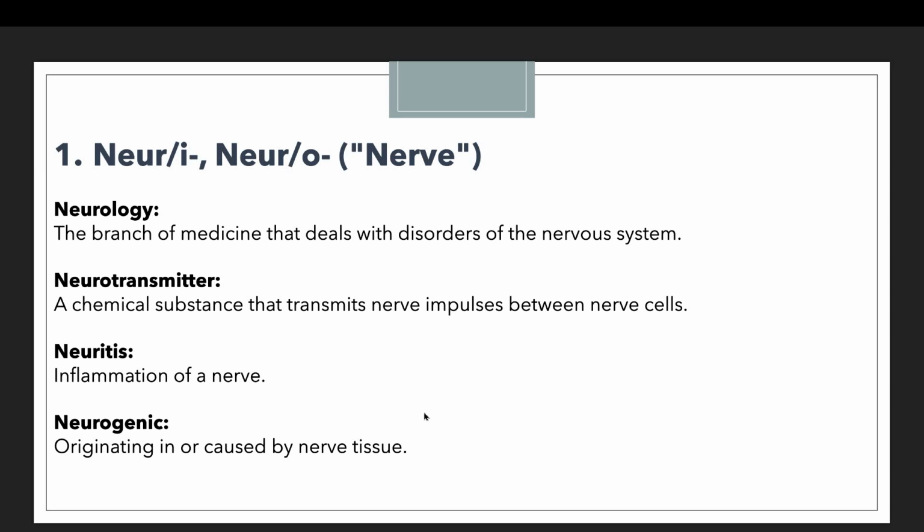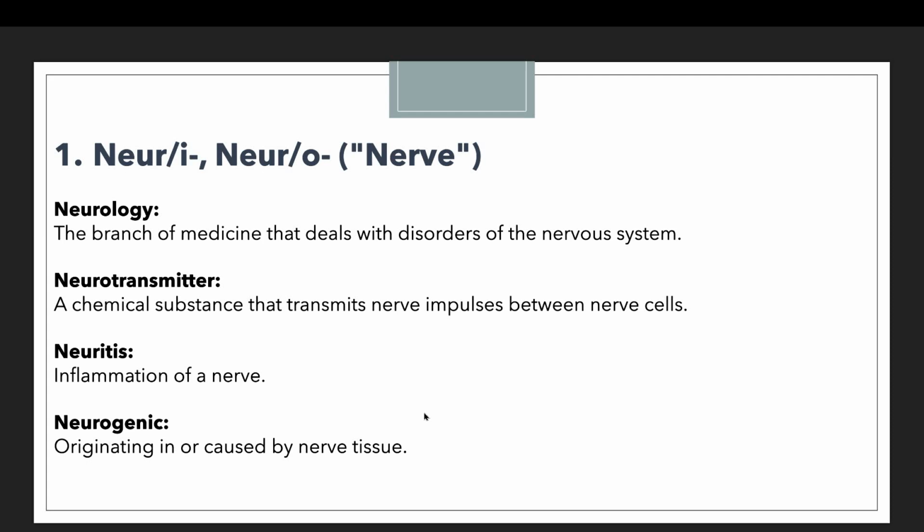Likewise, if you look at the fourth example, which is neurogenic. Now, what is neurogenic? It is something originated in or caused by nerve tissue. Okay, so whenever something is originated in or caused by nerve tissue, then in that case we denote this information with the help of the terminology neurogenic.